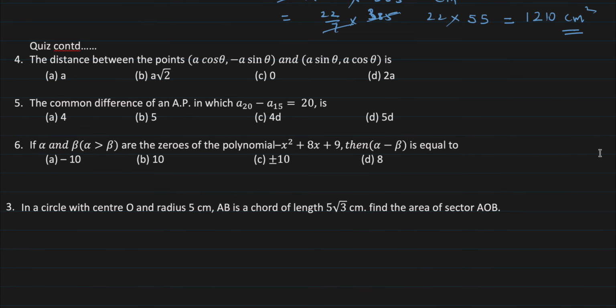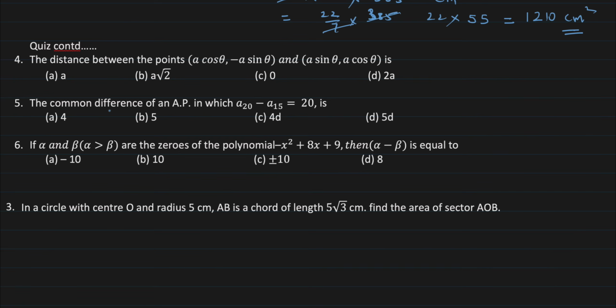If you can see question number 4, 5, 6 of the quiz. Pause the video, solve these questions again and send your answers in the comment. The distance between the points a cos theta comma minus a sin theta and a sin theta comma a cos theta is. Use the distance formula from the chapter coordinate geometry.